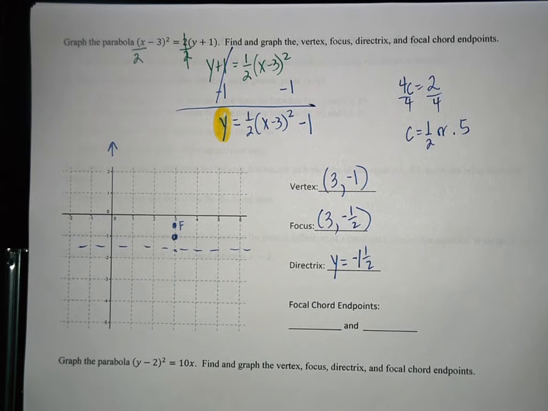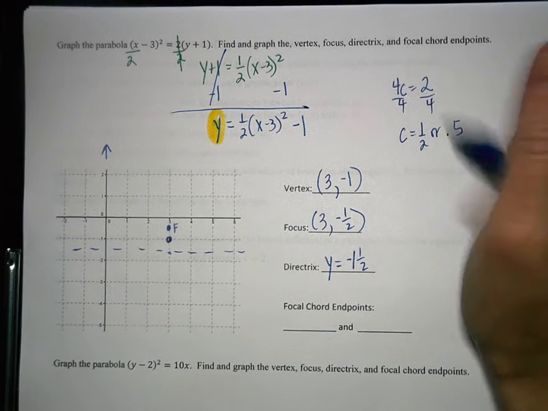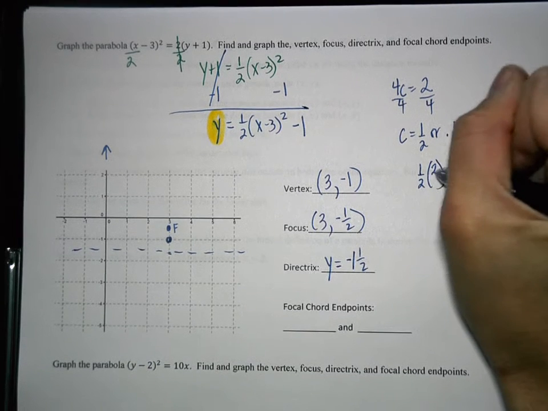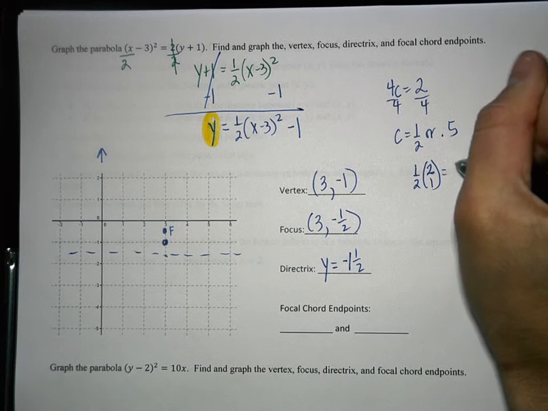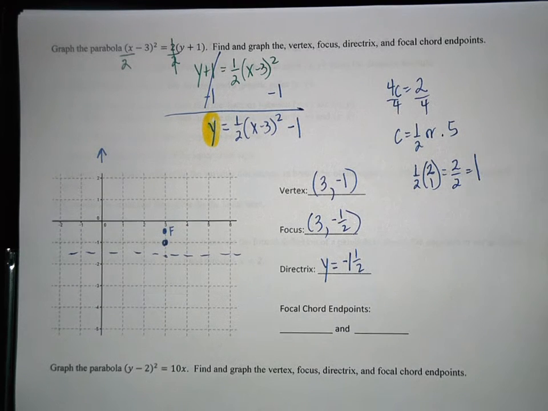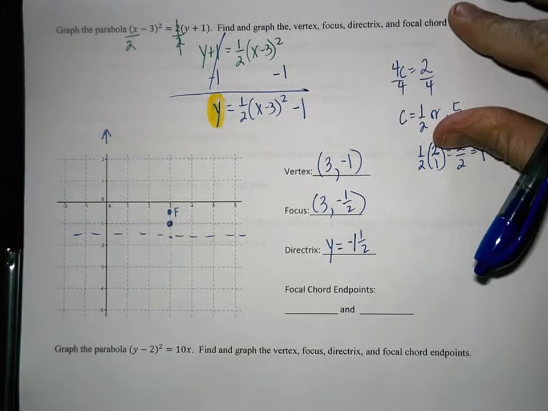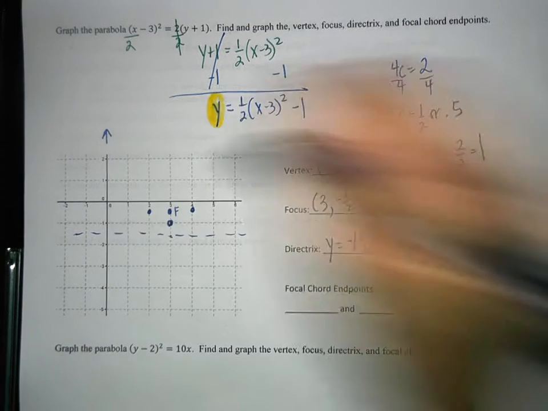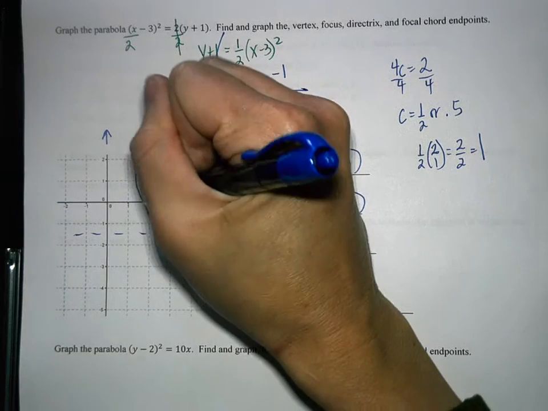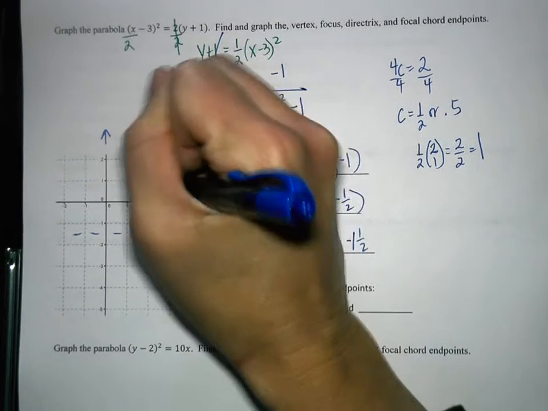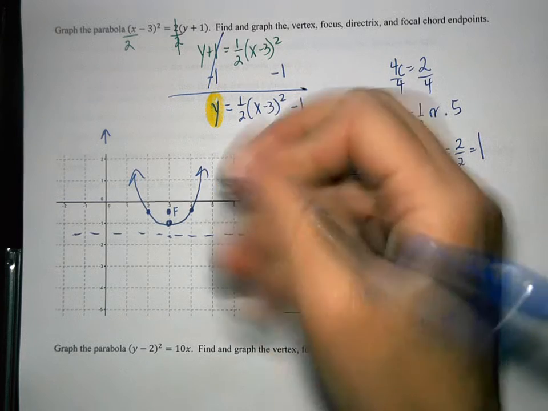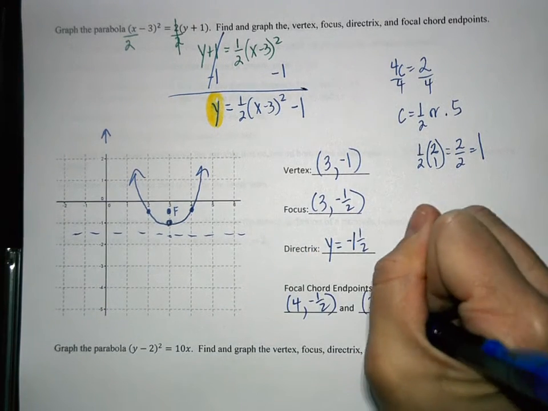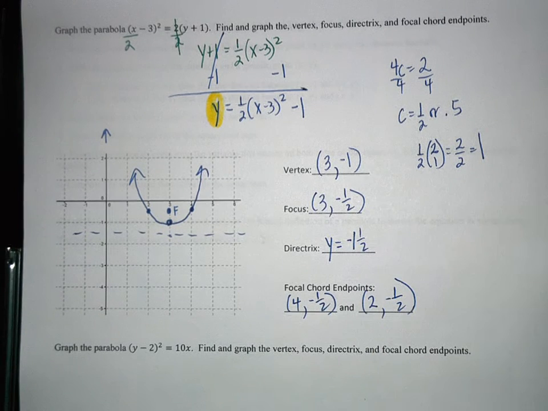Okay. Next, in order to get my focal chord endpoints, we take our c value and multiply it by 2. And so 1/2 times 2, or 2 over 1, ends up reducing, or you can multiply and get 2 over 2, and then that becomes 1. So at the focus, we're going to go 1 to the right and 1 to the left for my focal chord endpoints. And then this is going to curve going up. So my focal chord endpoints, one is at (4, -1/2), and the other is at (2, -1/2).